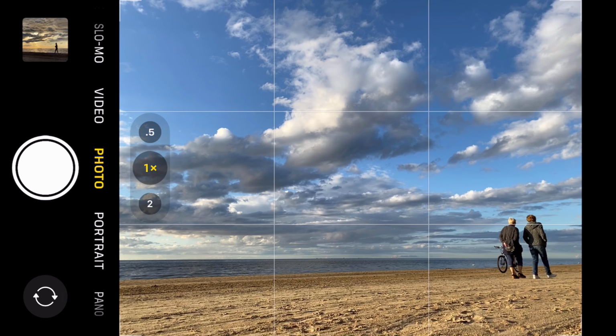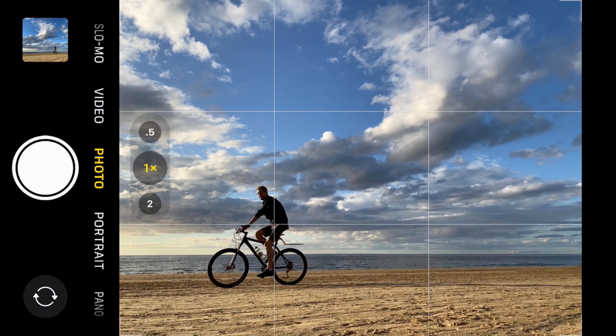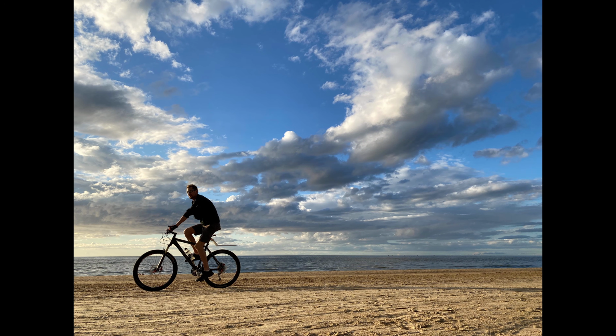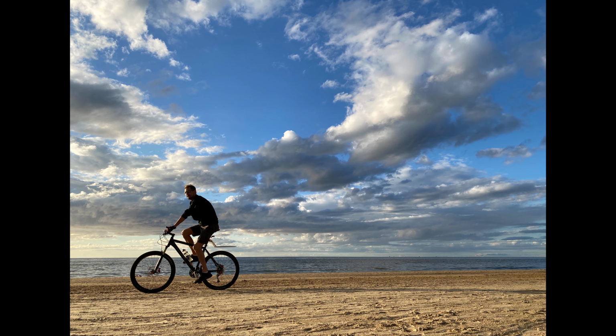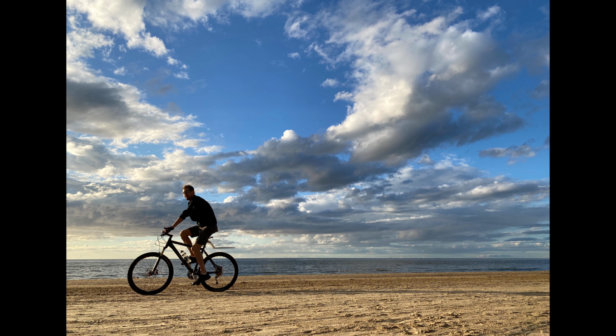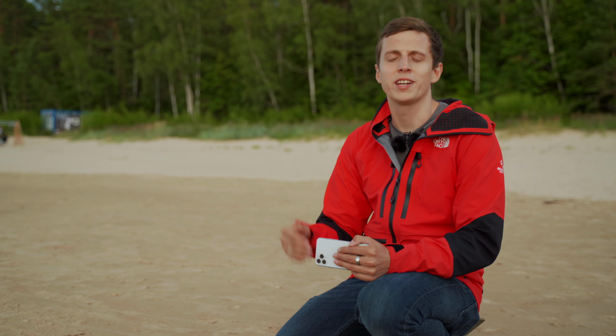Now, like all rules, this is also a rule you can break. So it is okay if you sometimes have less space in front of your subject than behind them. That's going to create tension in the frame. It's going to literally create a sense that the subject is about to step out of the frame, and that feels a little bit uncomfortable to the human eye. It's not a harmonious composition, but it can work very well for a creative purpose. So like all rules, this is also something you can play with.